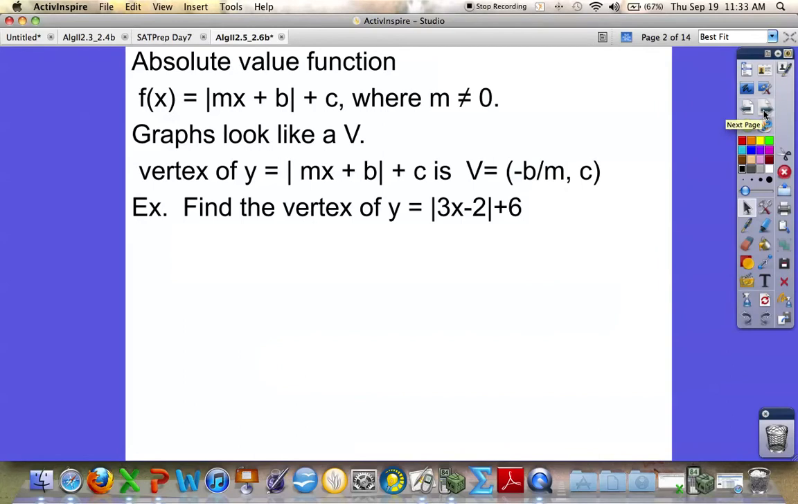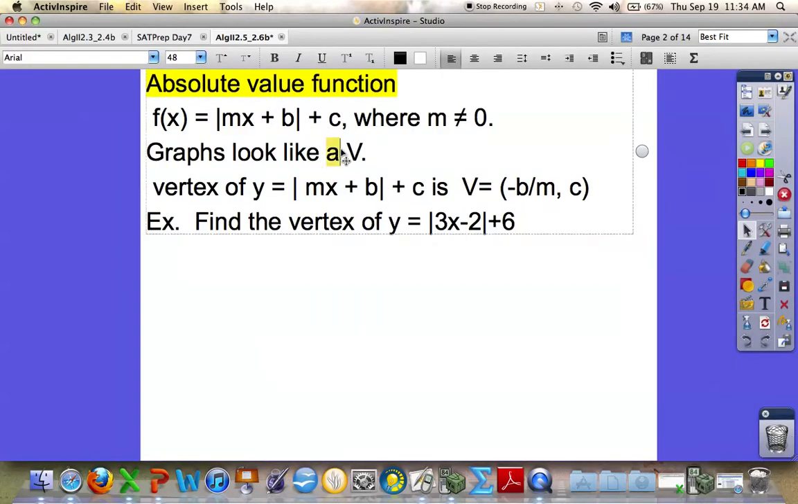An absolute value function is always written in the form f(x) = m x plus b inside the absolute value bars, plus some constant outside the absolute value bars, where your m value can never be equal to 0. Otherwise, you don't have an absolute value function. All absolute value graphs look like a V.